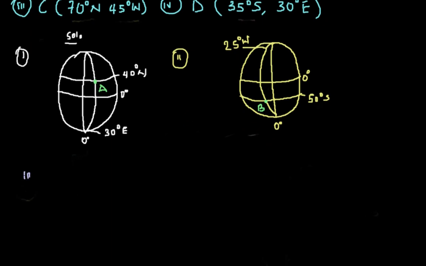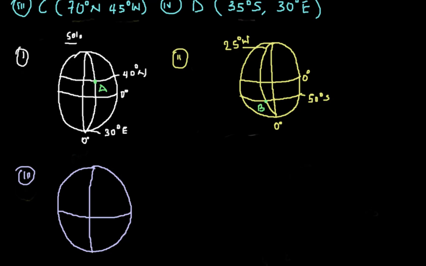Now III, we have the globe. We have the equator, and then we have the prime meridian. 0 degrees, 0 degrees. So we have 70 degrees north. North is above the equator, a bit far. So we have 70 degrees north. Then we have 45 degrees west, which is to the left of the prime meridian. So 45 degrees west.